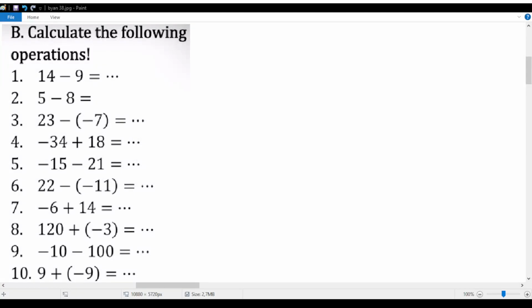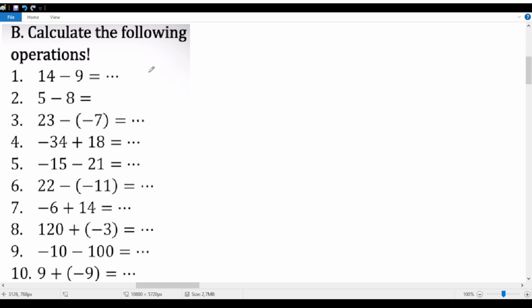Kita lanjutkan pelajaran bahasa Inggrisnya. Belajar bahasa Inggris and mathematics in the same time. Okay. Calculate the following operation. Hitunglah operasi berikut ini. 14 minus 9.